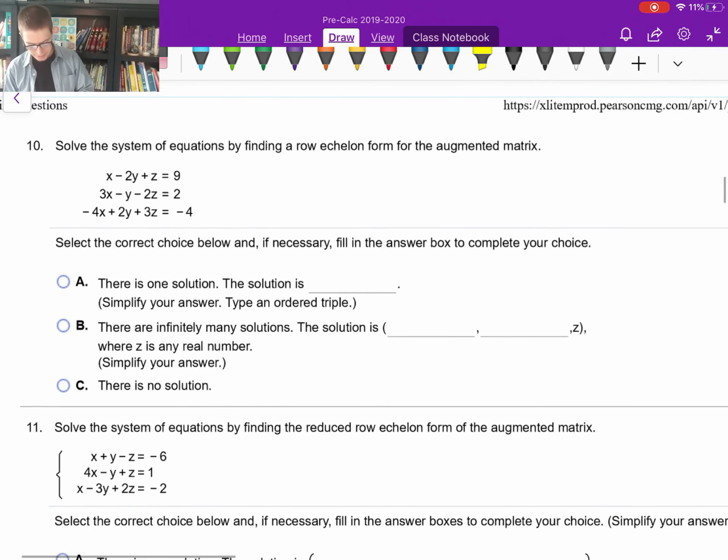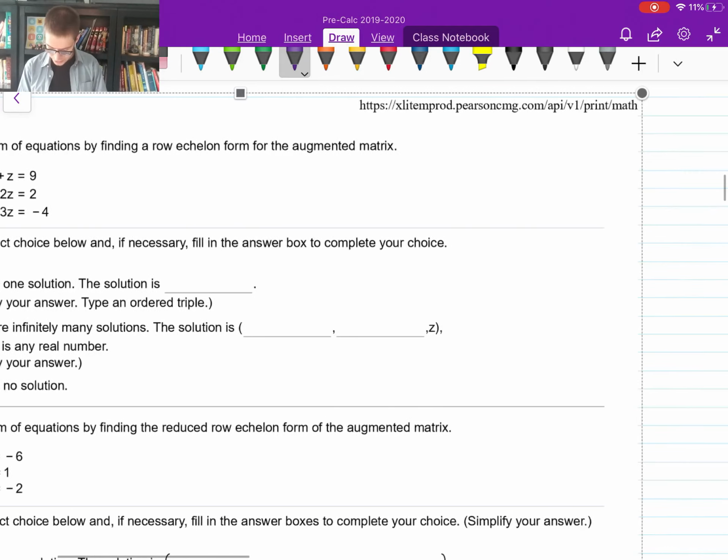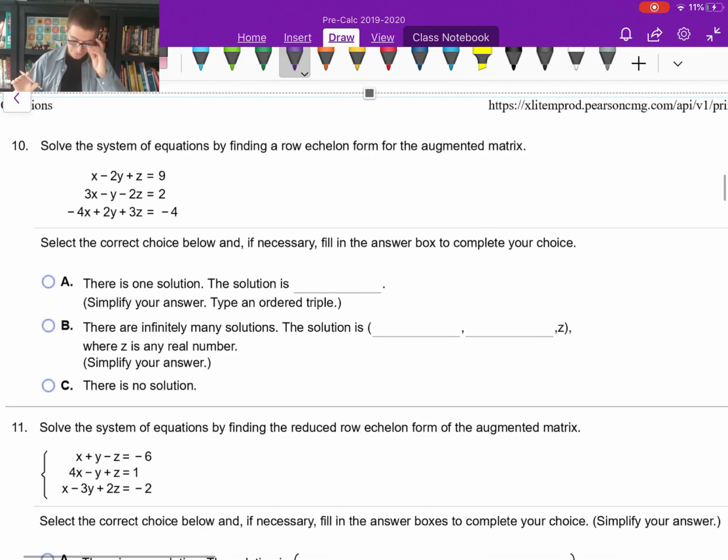Solve the system of equations by finding a row echelon form for the augmented matrix. Here's what it's asking us to do. It wants us to make an augmented matrix, or just a matrix, and then solve it using row echelon form. The first step then is to make the matrix. Now again, be very, very careful when you turn this into a matrix. It is very easy to mess up the entire problem just by copying down the problem wrong. And I've done it before. Don't make the reason why you're wrong just be, oh, I copied it down wrong.